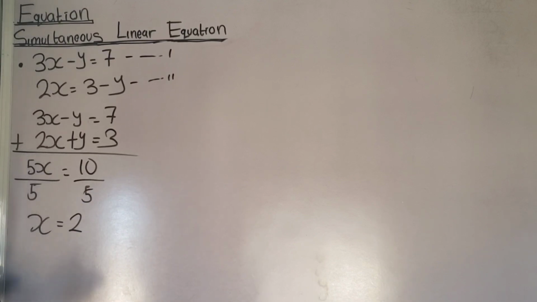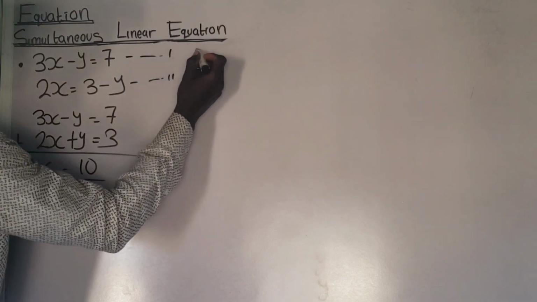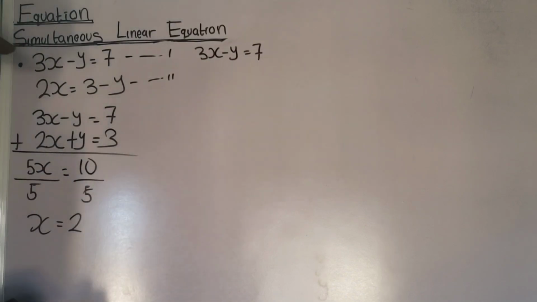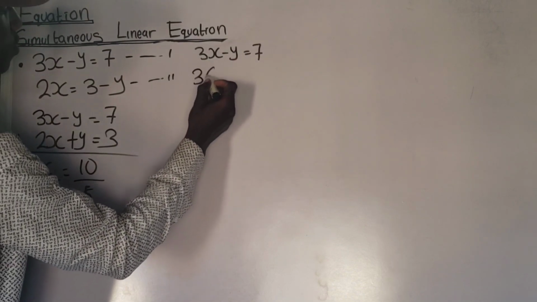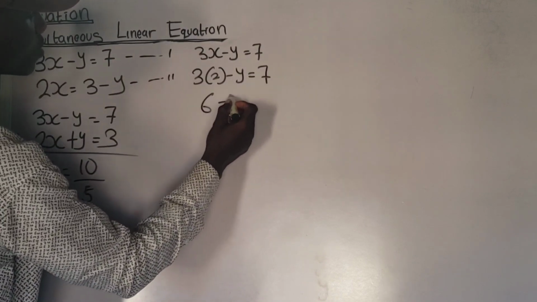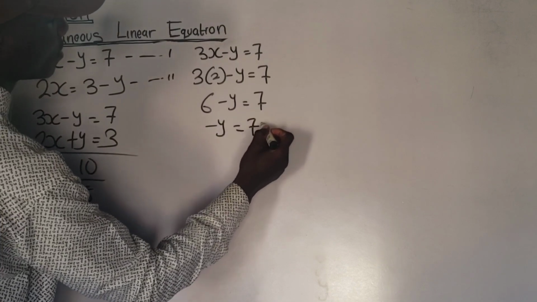Now, having gotten the value of x as 2, we can get the value of y by substituting the value of x into any of these equations. So let us use equation 1. Equation 1 is 3x minus y equals 7. When x is 2, I'm going to have 3 into bracket 2 minus y equals 7. 6 minus y equals 7.